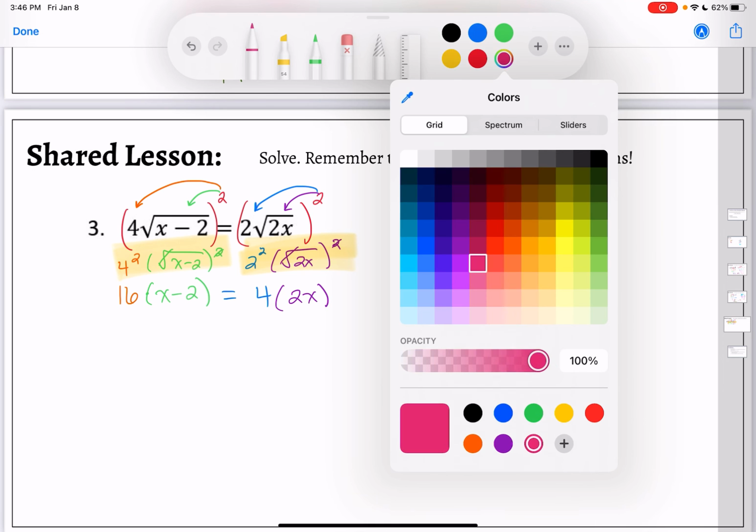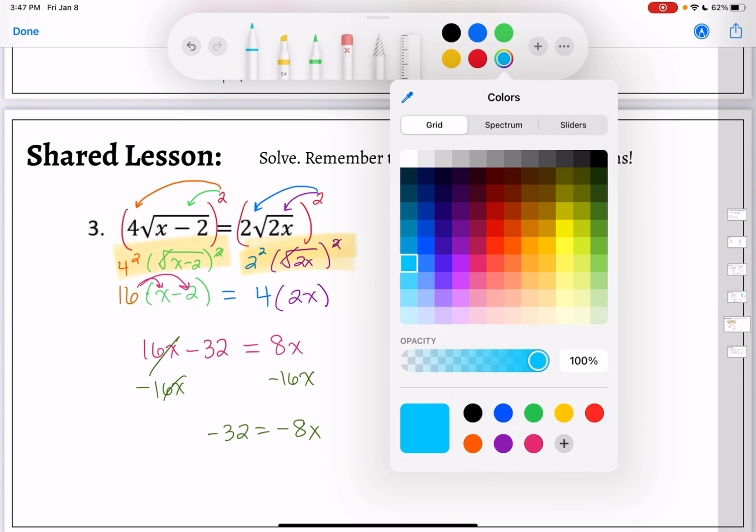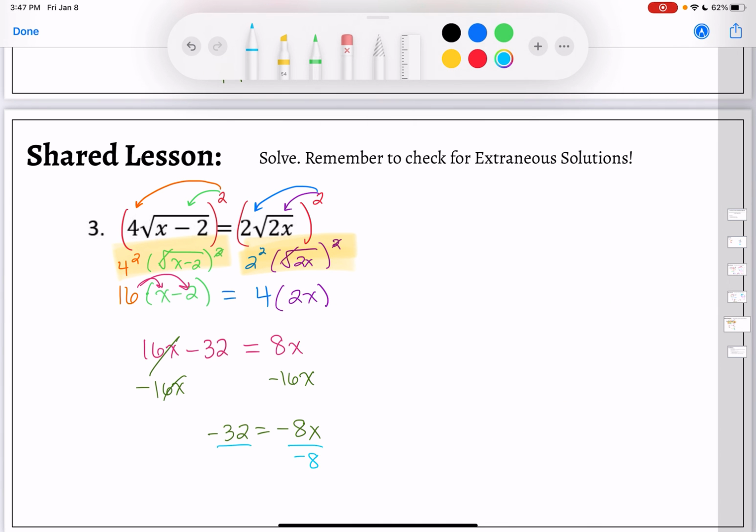So on the left, I see I need to do a little distributing. So I'll have 16x minus 32. On the right, I'm just going to multiply. 4 times 2x is 8x. All right, now let's see. I'm going to subtract 16x on both sides. So I get negative 32 equals negative 8x. Divide both sides by negative 8. And I get 4 equals x.